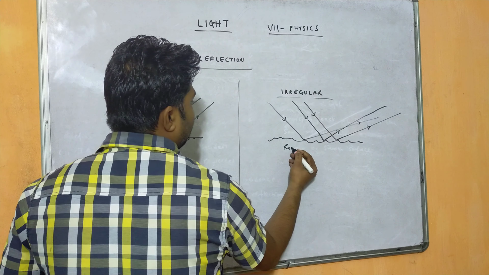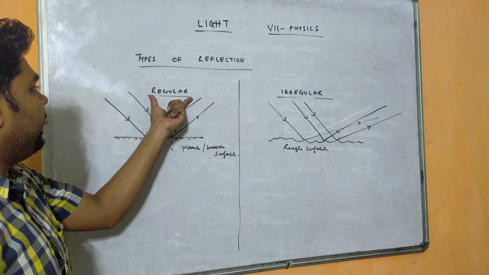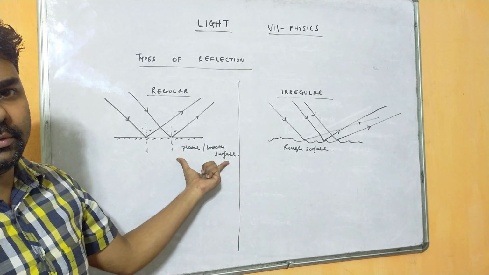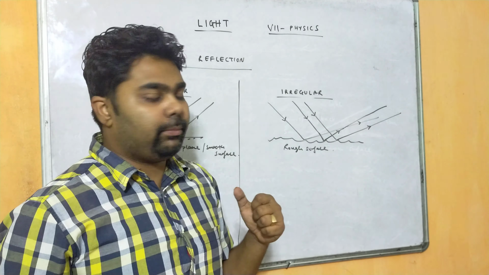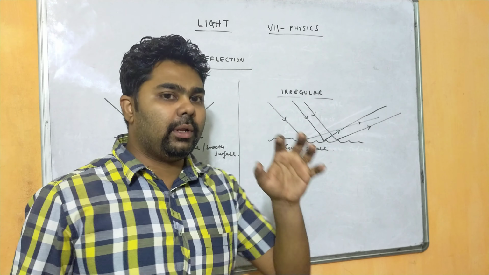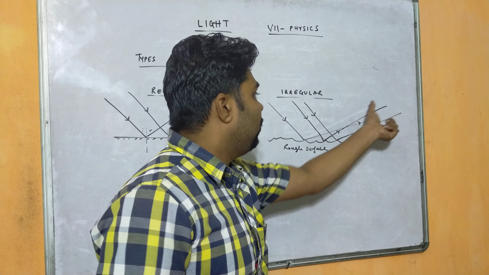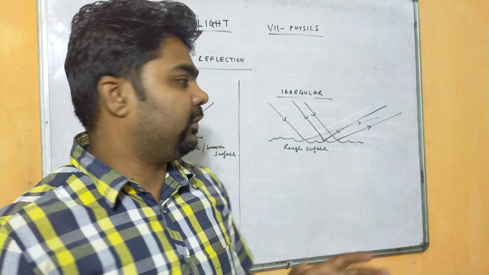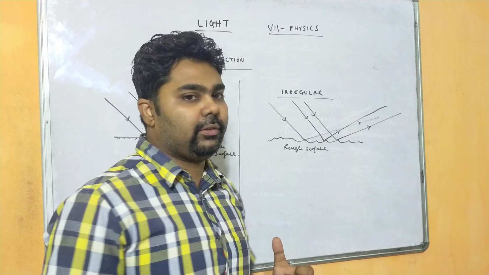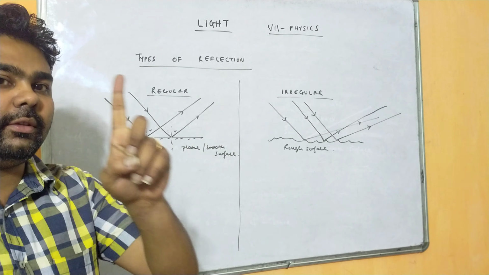So you see what I have drawn here: a plane or smooth surface. Regular reflection takes place when light falls on a smooth surface. Irregular reflection takes place when light falls on a rough surface. Whenever light falls on a rough surface, like for example a road, the light gets reflected in every direction, not in a fixed direction. In that case we say the reflection of light is called irregular reflection. Irregular reflection takes place when there is a rough surface, and regular reflection takes place when the surface is plane. This is the first point.